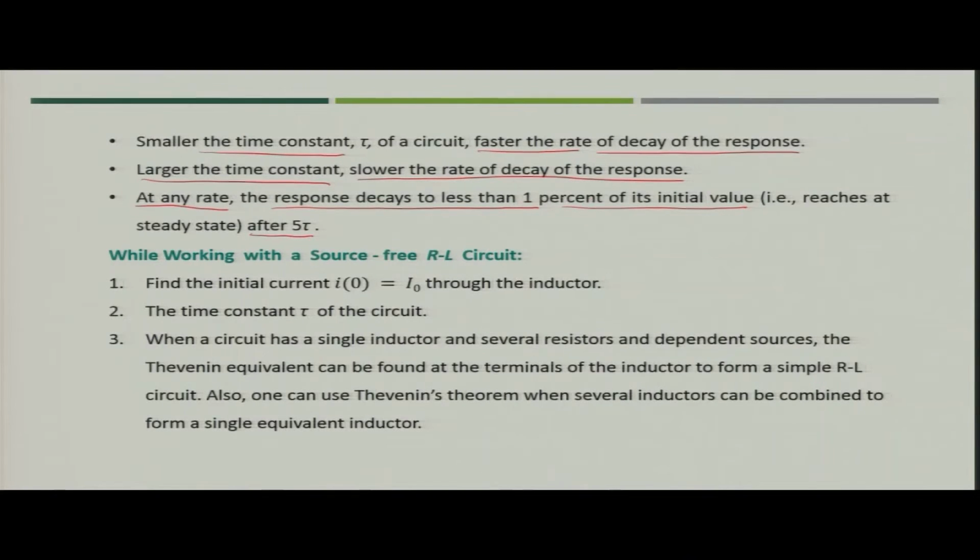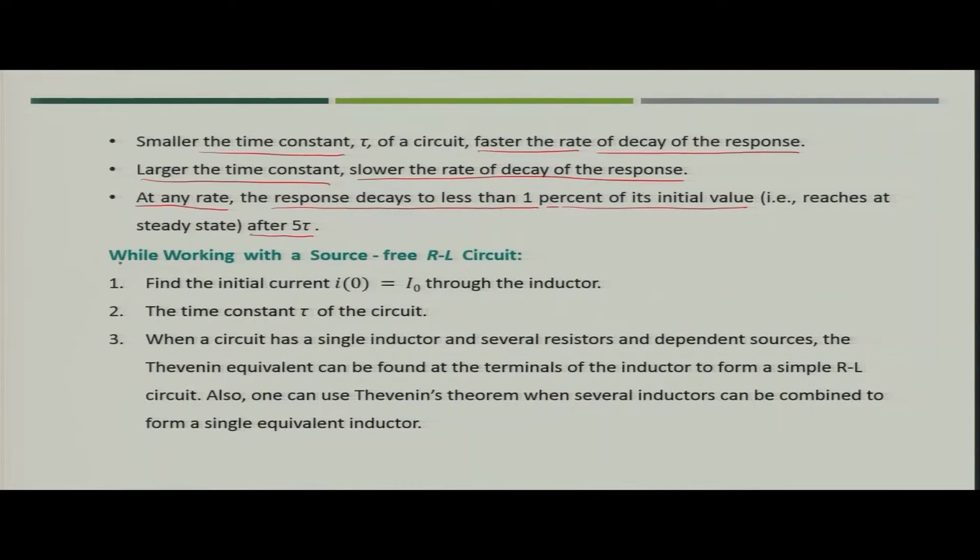The same we saw in case of RC circuit also: when the time is 5 tau, that is 5 times the time constant, the value of voltage was left with less than 1%. So, here in case of RL circuit, the response will decay, that means the value of current flowing through the inductor will reach less than 1% of its original value after 5 time constants.